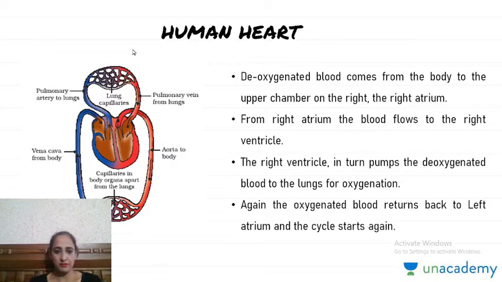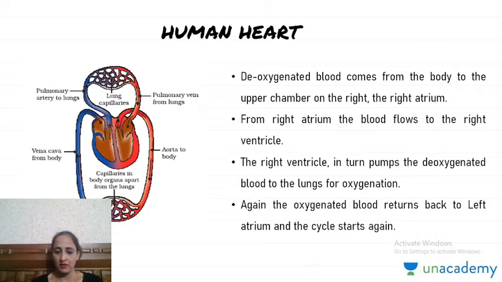So what happens here? We have the human heart. Now understand, guys, from the lungs via the pulmonary vein, blood is coming to your left auricle or left atrium. From the left atrium it is going to the left ventricle. From the left ventricle, through the aorta, it is going to the body.